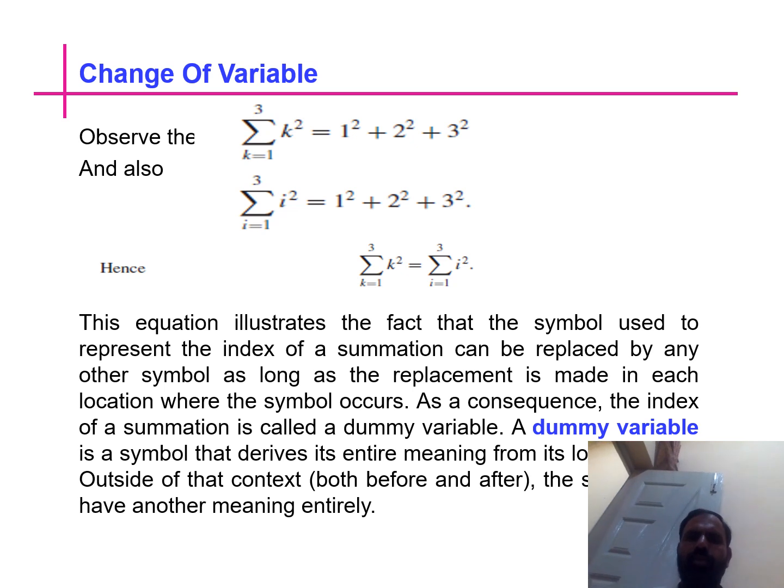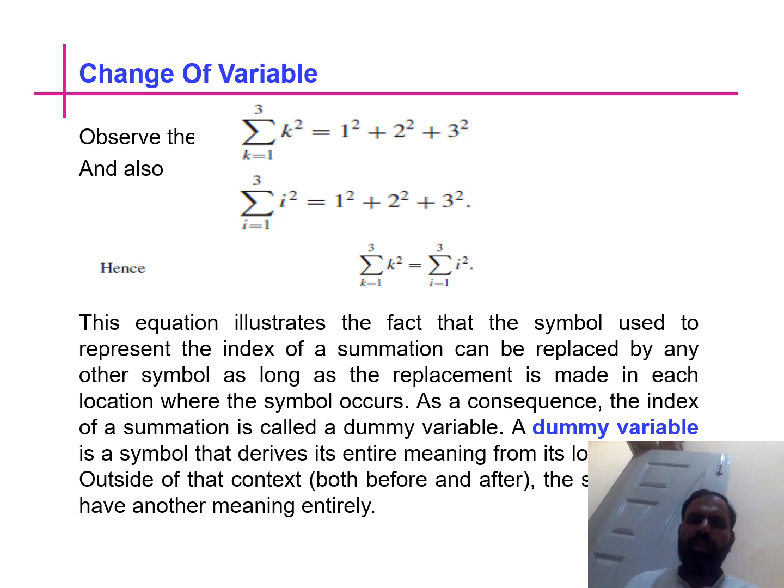Here, for the change of variable, we observe that the summation of k square, k from 1 to 3, will become, if we put k is equal to 1, 1 square, plus if we put k is equal to 2, 2 square, plus if we put k is equal to 3, 3 square. And similarly for i square, i varies from 1 to 3, if we replace the value of i as 1, this will become 1 square, plus if we put i is equal to 2, 2 square, plus if we put i is equal to 3, 3 square. So we observe that these two summations are equal.